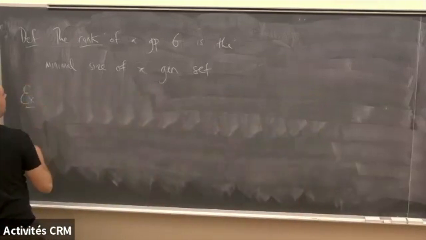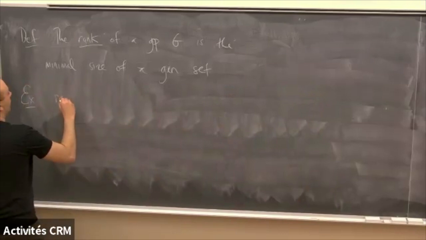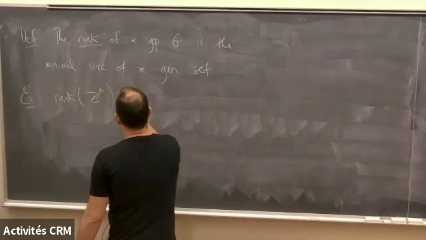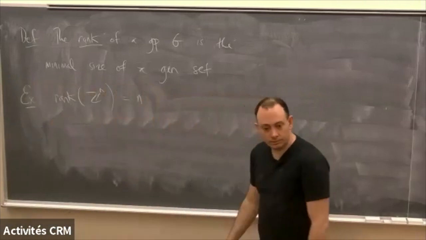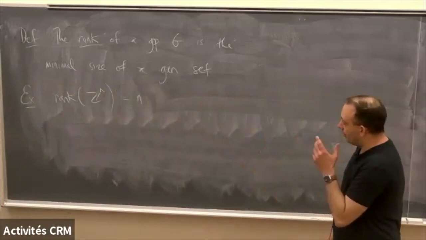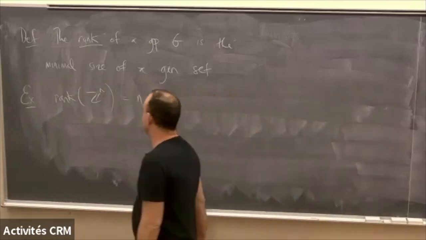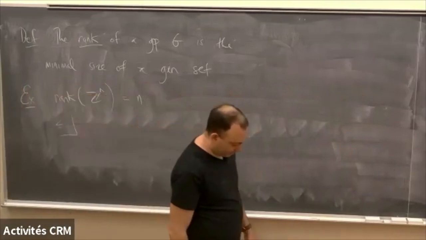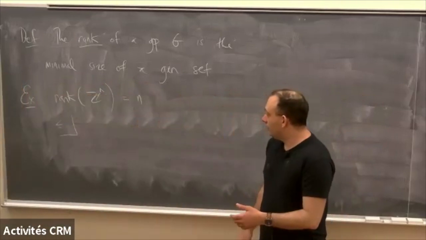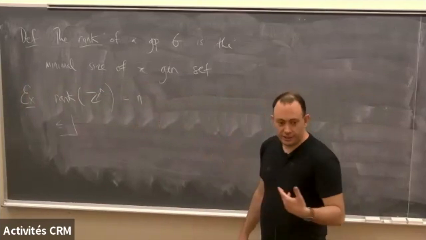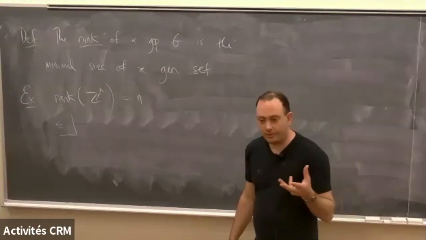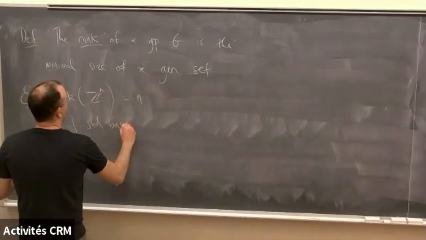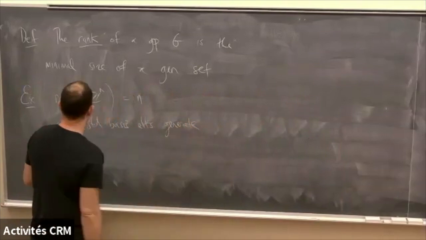So maybe the first example to talk about is the rank of just Z^n, and that is, no surprise, n. Just to let you know what's involved in these computations of rank, usually an upper bound is easier, because then I just have to give you a generating set. The standard basis elements generate, and there are n of them, so that's the upper bound.